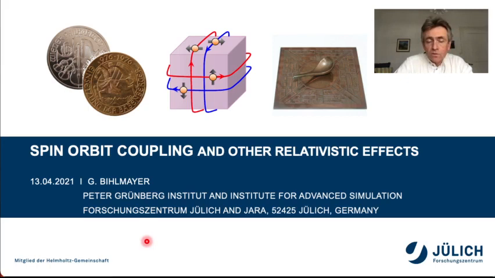So you might find out that already to explain the difference in color between silver and gold, it is necessary to include scalar relativistic effects in your Hamiltonian. And if you want to describe, for example, edge currents in a topological insulator, or explain why the compass needle rotates in the Earth's magnetic field, then you need to include spin orbit coupling effects.